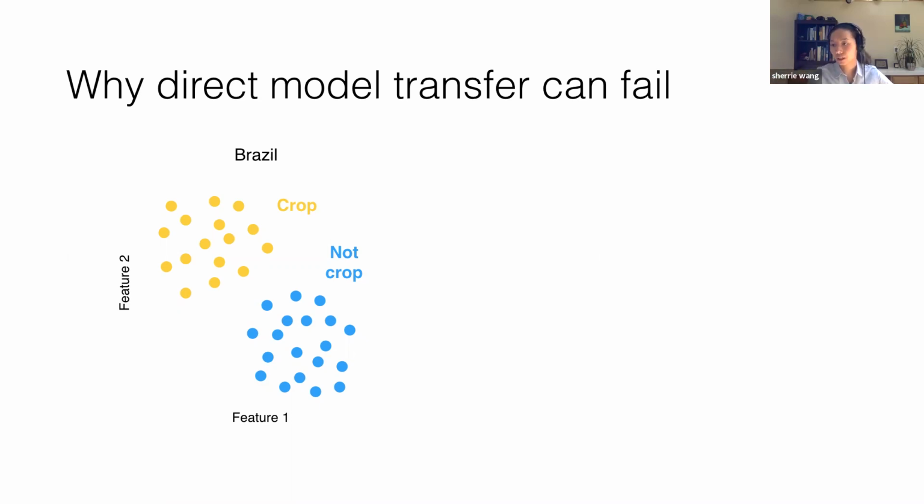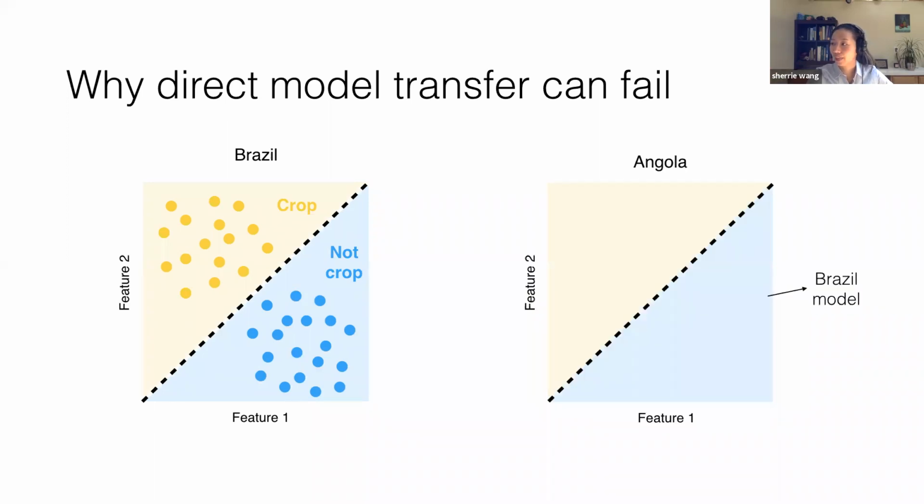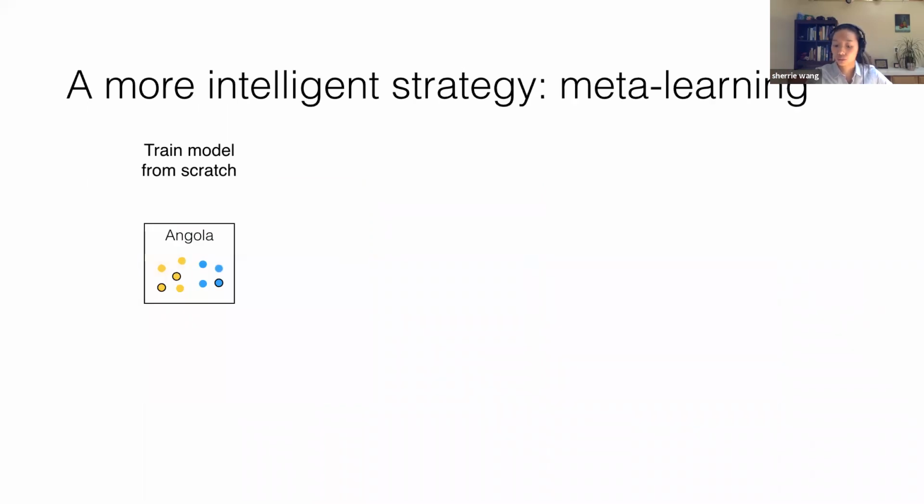So let's say in a very simplified example where you just have 2 features and you're classifying crop versus not crop in Brazil, that these 2 clusters are totally separable and you train a model to distinguish between them and you're super happy because you have 100% accuracy. And then you go to Angola and you take your model with you and you decide to just apply it without any changes. And what can happen is that because the climate and many other things are different in Angola, you have distributional shift. So now your model from Brazil is actually performing really badly. So instead of just directly applying the model, we can try to do something more intelligent.